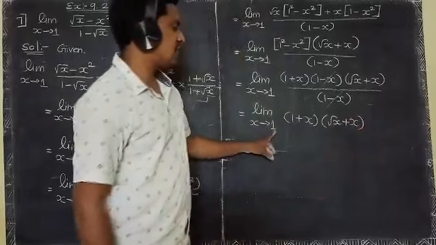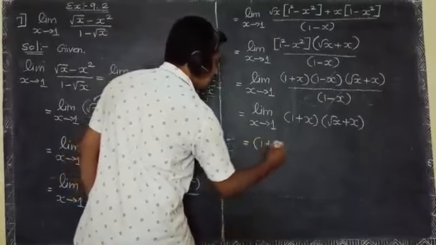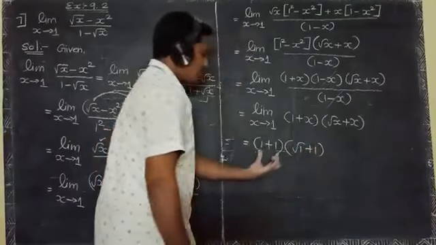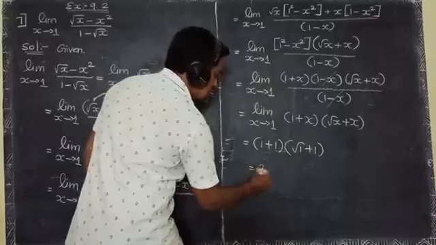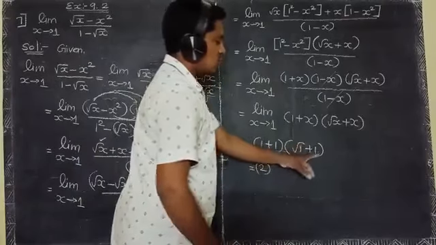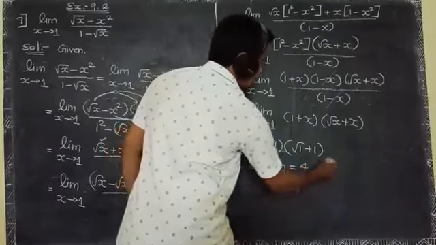Here replace x equal to 1 in the function, that is 1 plus 1 into square root of 1 plus 1. Here 1 plus 1 is 2. 2 into root 1 plus 1, that is 2. 2 2s are 4.